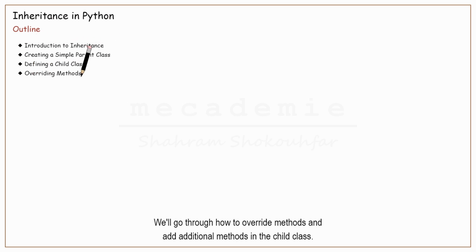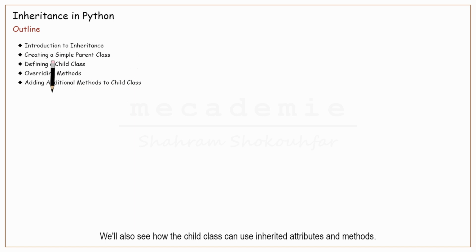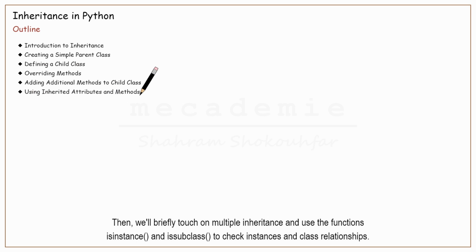We'll go through how to override methods and add additional methods in the child class. We'll also see how the child class can use inherited attributes and methods. Then, we'll briefly touch on multiple inheritance and use the functions isinstance and issubclass to check instances and class relationships.